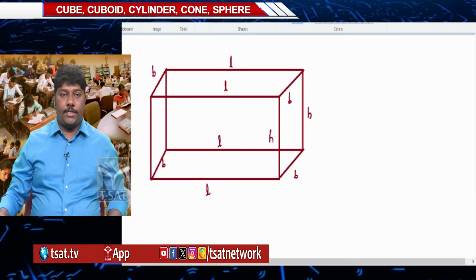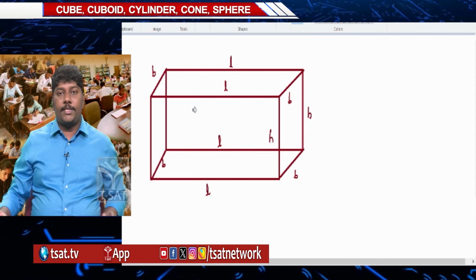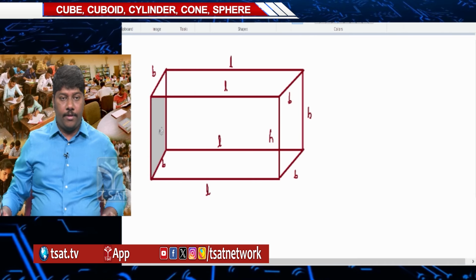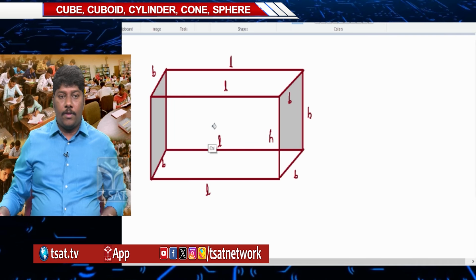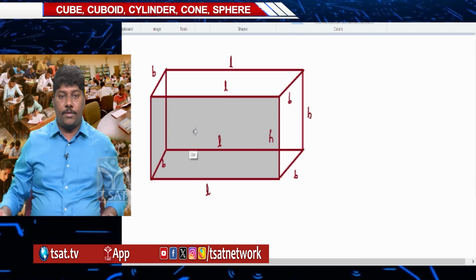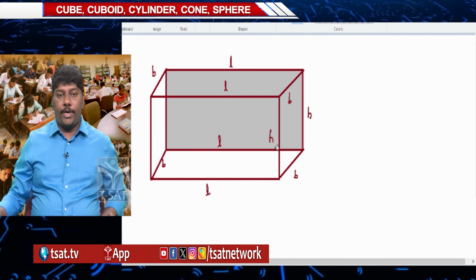What is the lateral surface area? See here. Lateral surface area means area of 4 walls. This is LB, HB, HB. So, there are 2 HBs, and front and back, this is HL, this is HL. So, there are 2 HLs and 2 HBs.